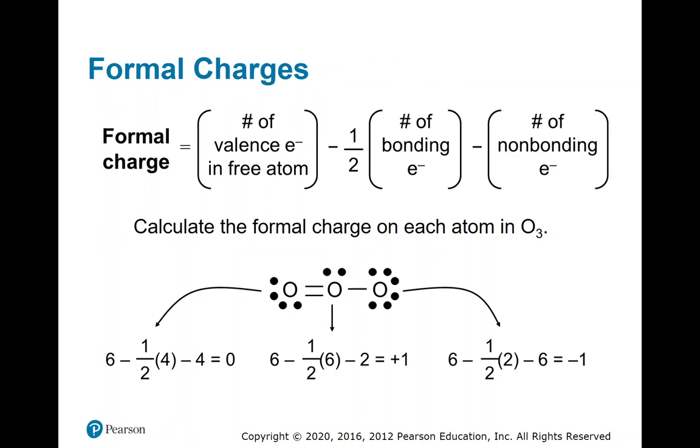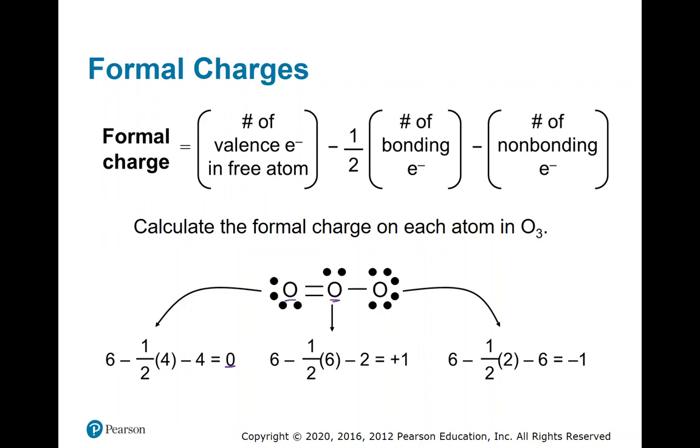For each of the three oxygens that you see here on the screen, we can calculate the formal charges just by plugging in the relevant values. So for the leftmost oxygen, assuming that we have this structure where the double bond is between the left and center oxygen, this oxygen on the left has a formal charge of 0.